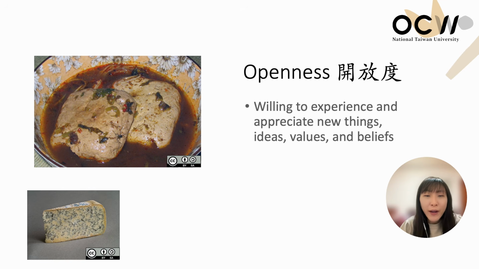So they have a wide range of interests and are curious people. People who have high openness may enjoy trying new foods like stinky tofu and also trying out blue cheese. In contrast, people with low openness may have narrower interests.